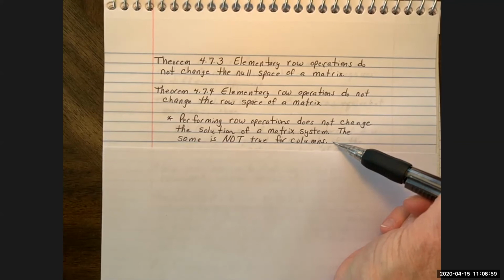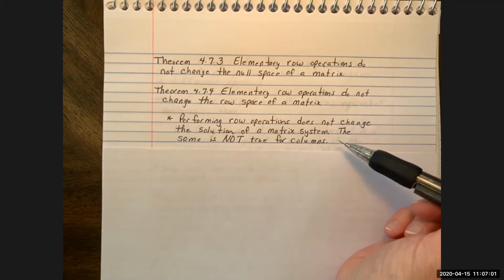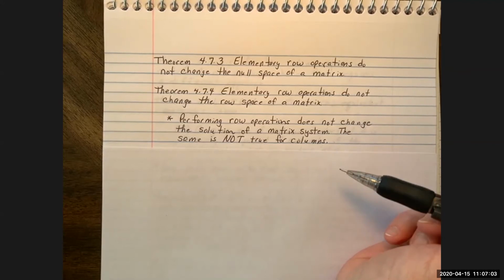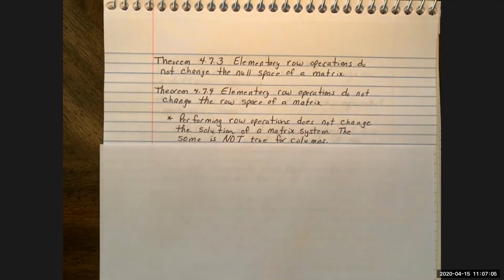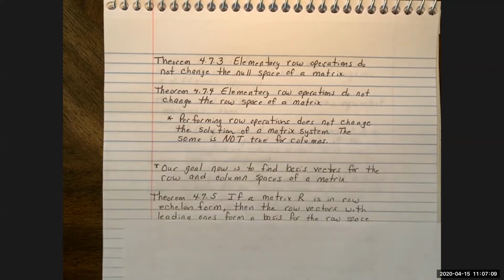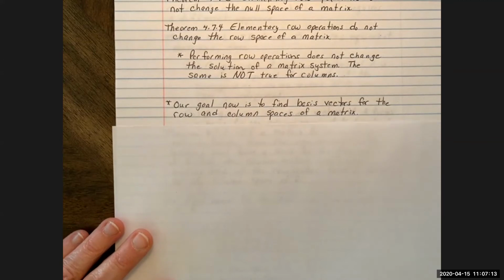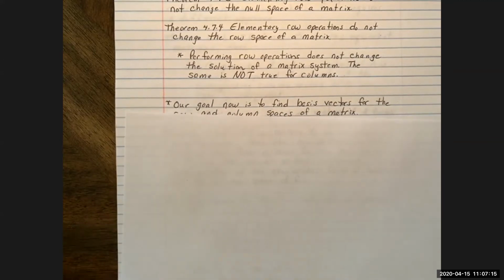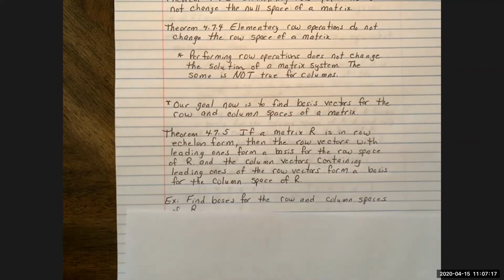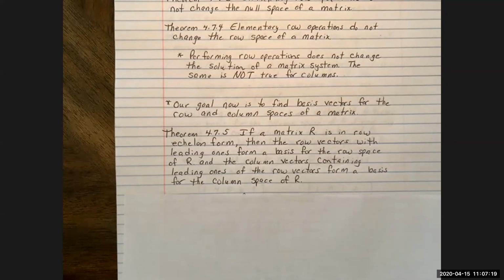If you perform row operations on a matrix, it does change, or I should say it can change, the column space of a matrix. So we'll look at a different way to find basis vectors for a column space. Our goal now is to find basis vectors for the row and column spaces of a matrix. So here's a theorem that tells us how to do that.